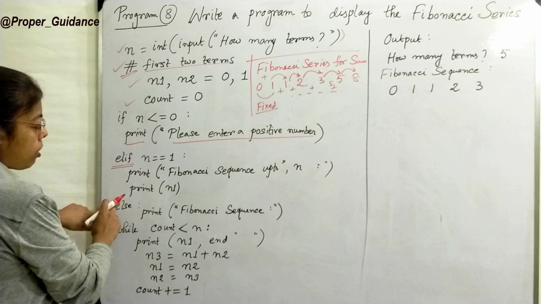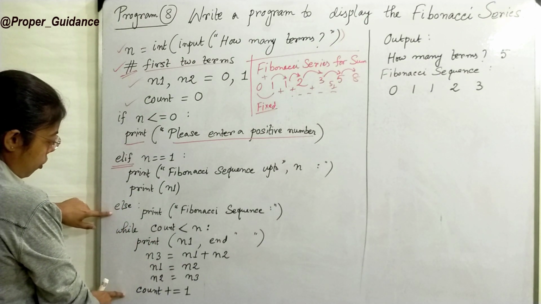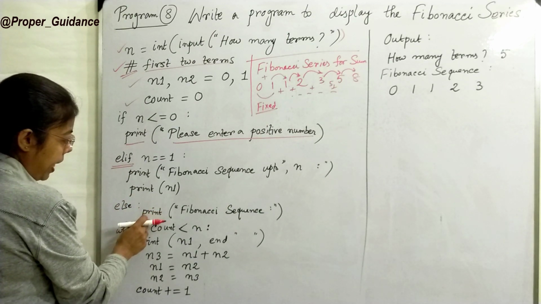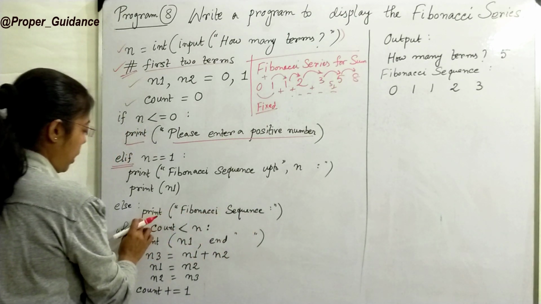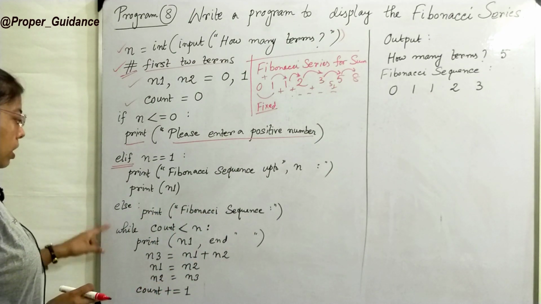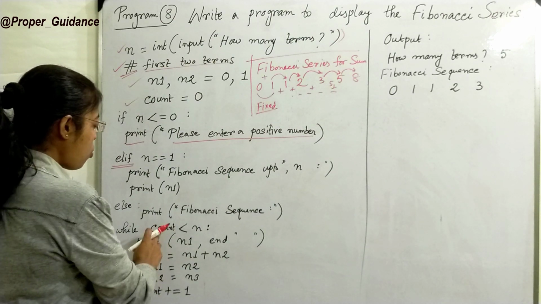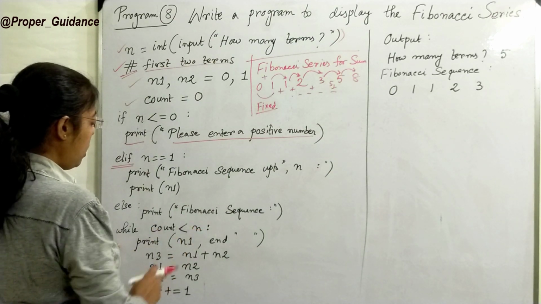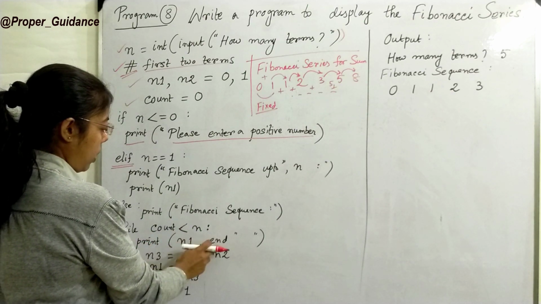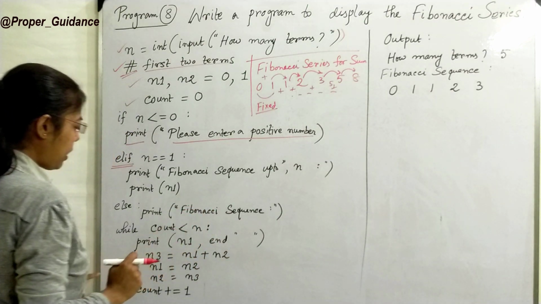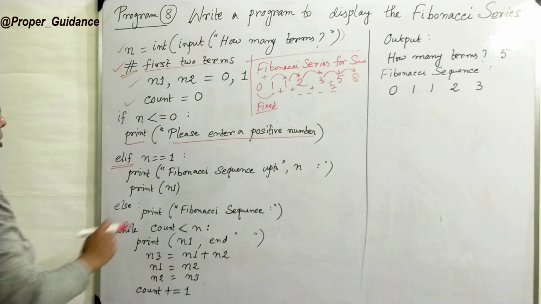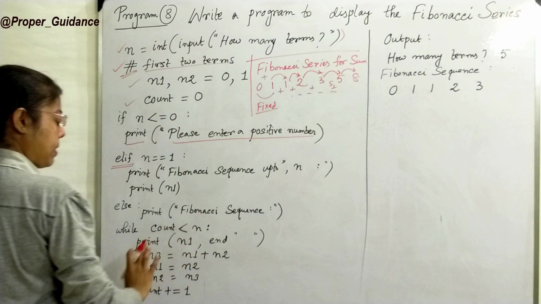Else, here starts the actual Fibonacci series code snippet. Else print the Fibonacci sequence. There is a while loop. Check it minutely. While count is less than n, print n1, end space. What is the first value of count? 0. So 0 is less than n.